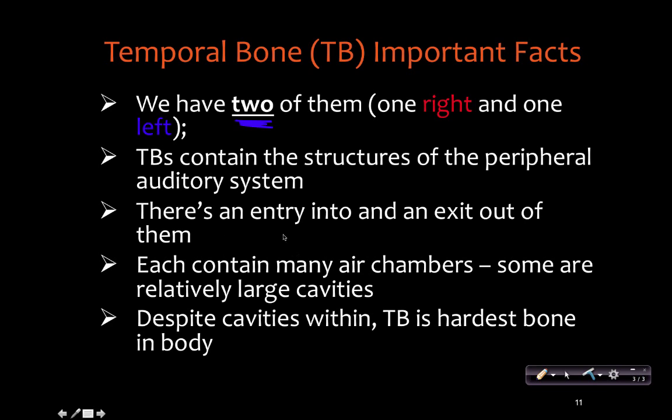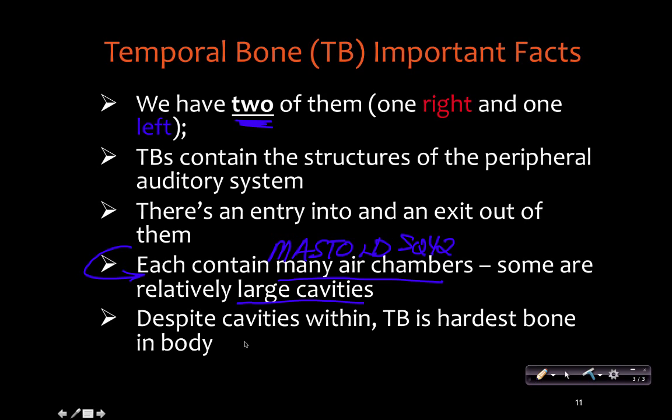Portions of the temporal bone, particularly the mastoid portion that we'll see in a second, contain many air chambers. One of the study questions, SQ42, asks what's special about the mastoid, and the simple answer is that it contains many air chambers. Some of them are relatively large. When we think of bone, you might think of it as solid and hard, and that's correct most of the time. But this particular section of the temporal bone, the mastoid section, is actually filled with cavities of air.